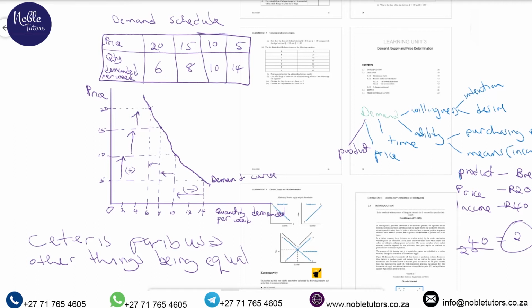The law of demand states that as price increases, quantity demanded decreases. And as price decreases, quantity demanded increases. Ceteris paribus. Meaning to say it is only price that is changing, and other variables like income, expectations, and so forth should remain the same for us to say the law of demand holds.